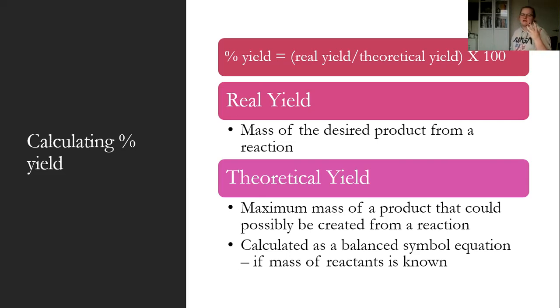So our theoretical yield is our 100% yield. It's how much we could actually get. But we do that obviously in mass. So real yield is a mass, theoretical yield is a mass, divide them by each other, multiply by 100, and you will get your percentage yield.